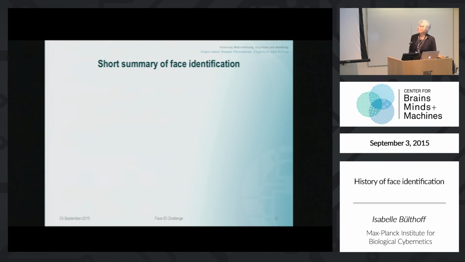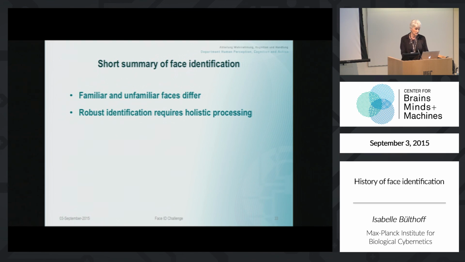So, in a short summary, I think the main thing is to really notice that there is an important difference between familiar and unfamiliar face identification, that holistic processing is what is needed for a quick and robust identification, and that more ecological presentation benefits identification, at least for humans.